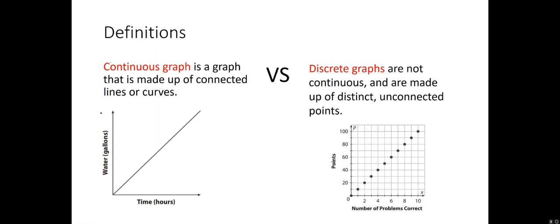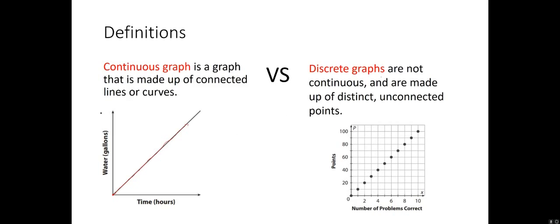All right, so definitions. There are several types of graphs that you can see, based upon real-life situations. A continuous graph is a graph that is made up of connected lines or curves. So let's say a waterfall. It'd be pouring water constantly, or continuously, as time goes on. It doesn't stop. If you were to have a hose and you were just spraying water out, and you left it on, it would be continuous. It'd be just constantly flowing water.